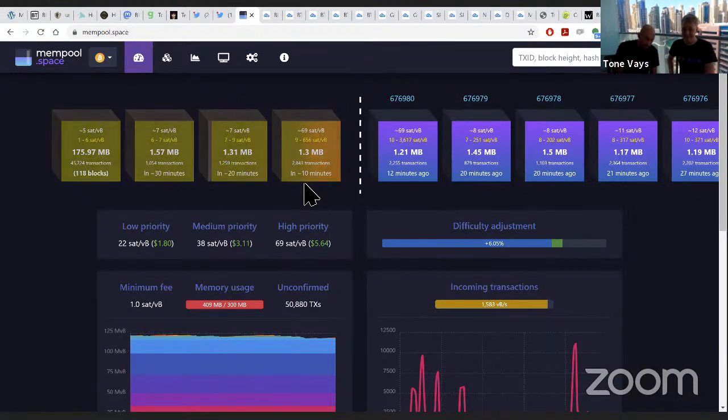Okay, still gonna get to the shitcoins later. Let's talk about Lightning, and then we got to talk about sidechains. So let's talk about Lightning first. You're a fan of Lightning? Do you use Lightning? Yes, on both.